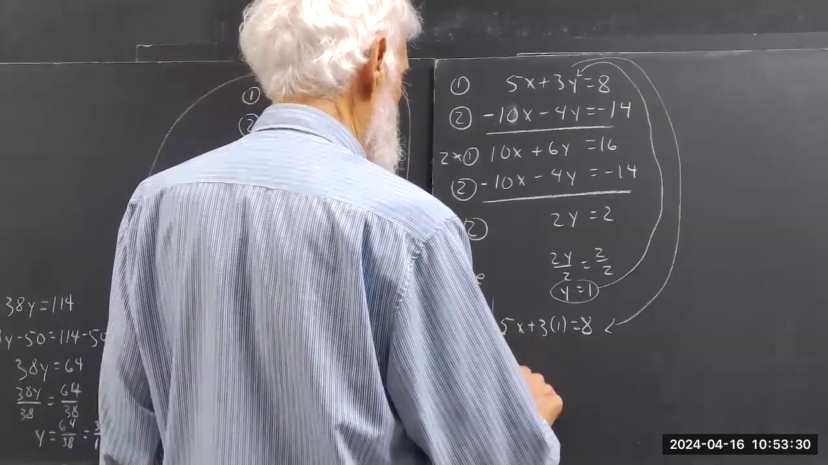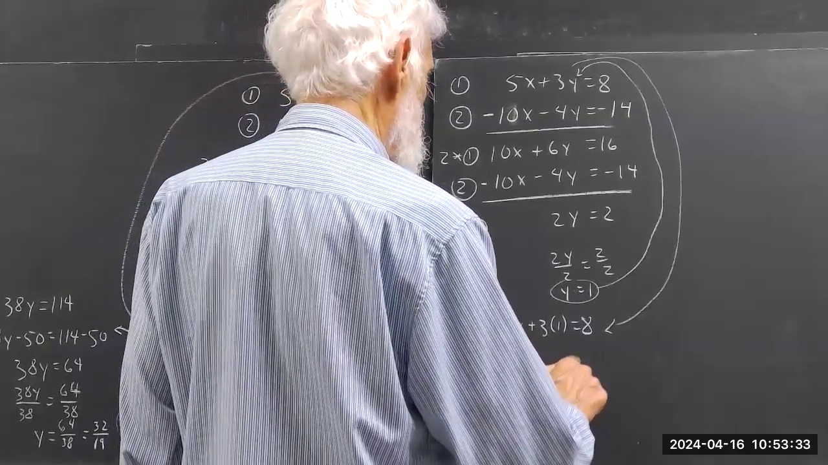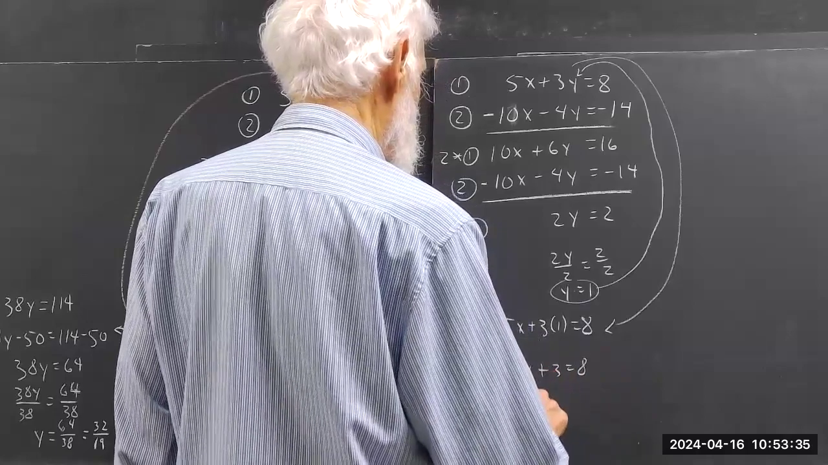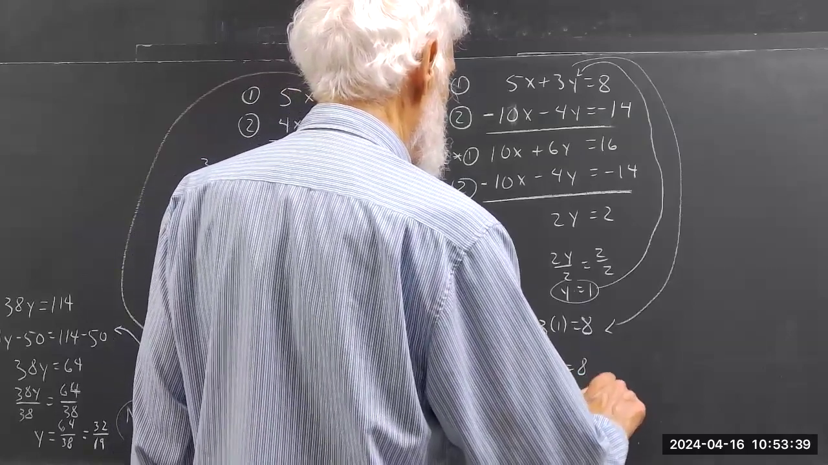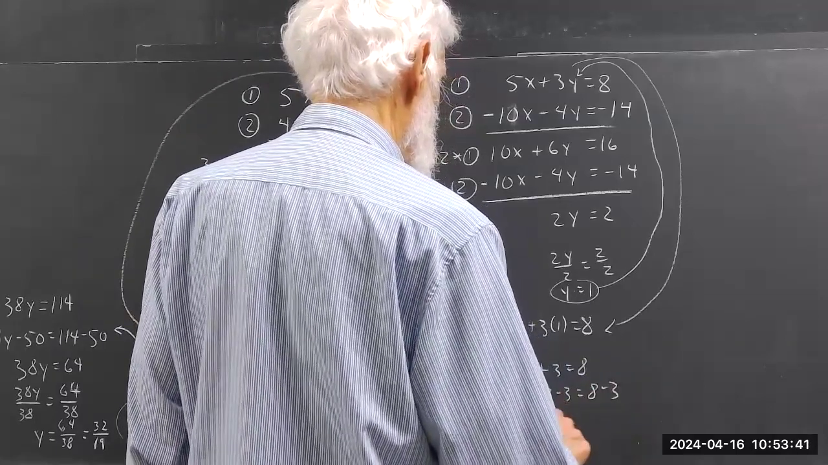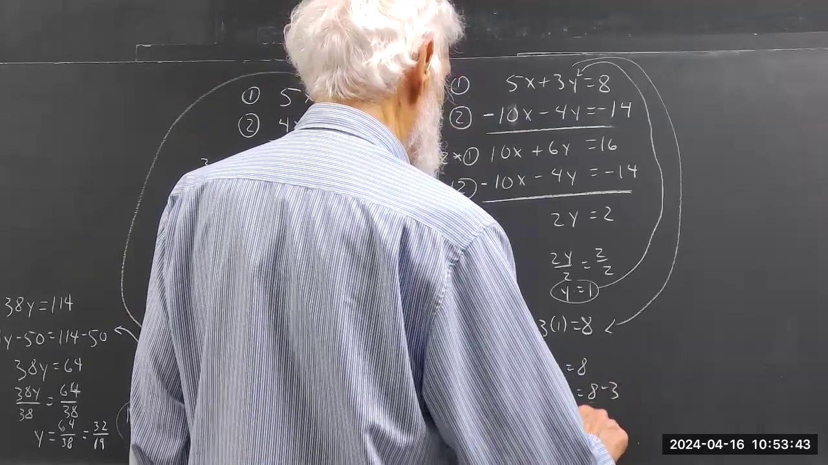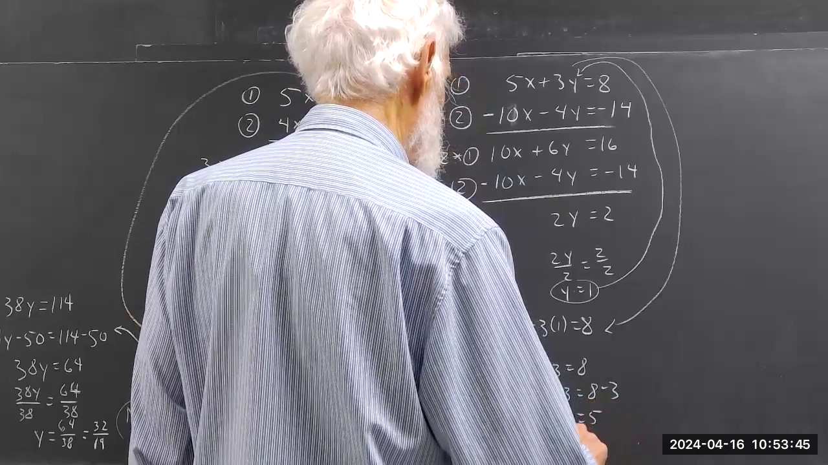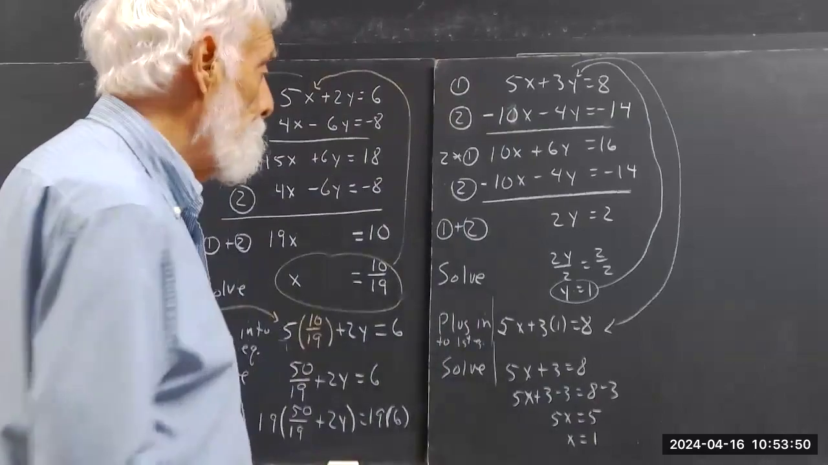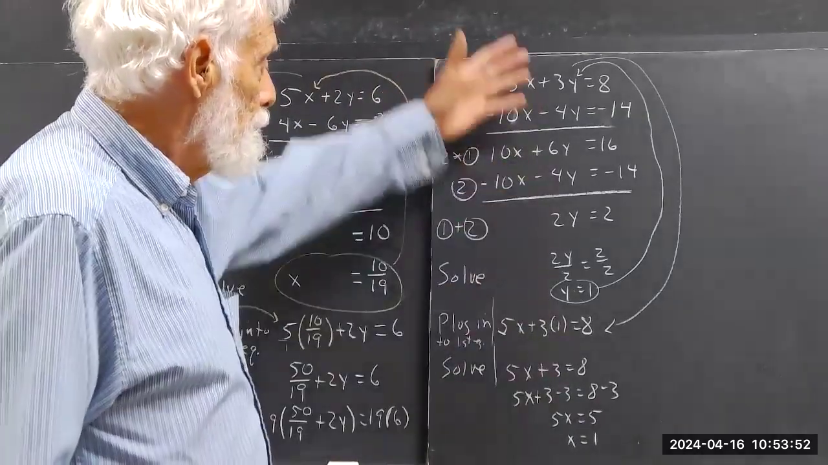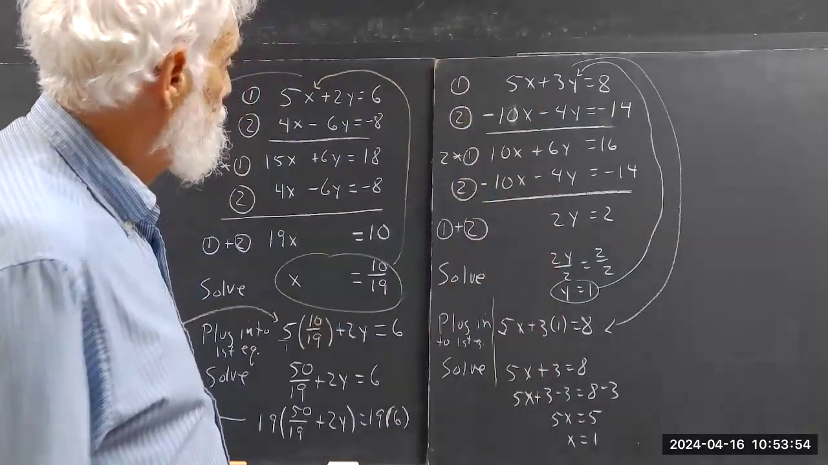If we solve that, we get 5x plus 3 equals 8. 5x plus 3 minus 3 equals 8 minus 3. 5x equals 5. x equals 1. There's a process. We want it to look like this.